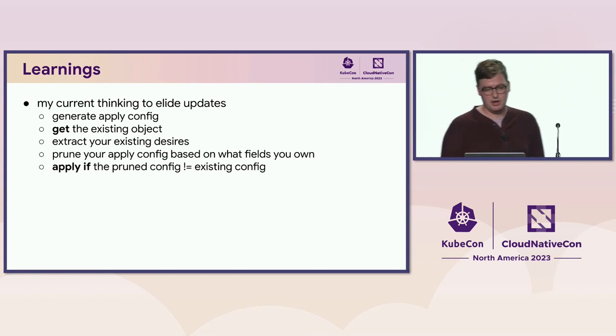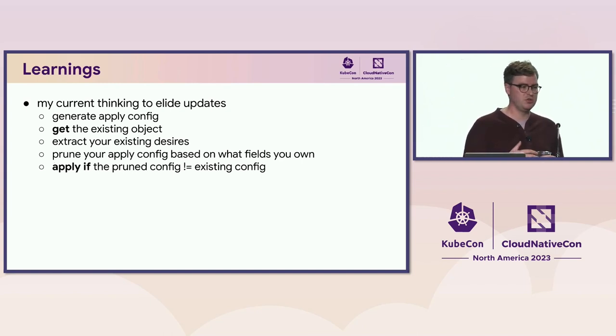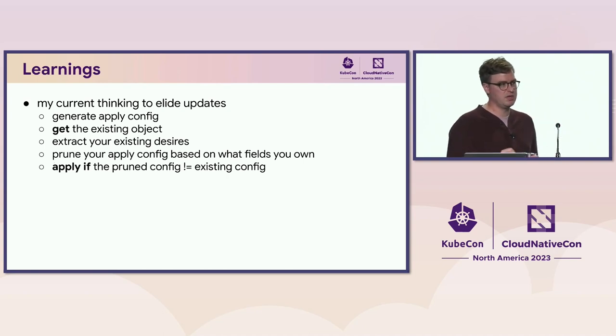And I think what we need to do is generate this apply configuration, get the existing resource, extract what we want from it. But we also want to prune our apply config. So as an example, we've had in the Knative serving Slack channel someone saying, hey, I want to pause the autoscaler for a little bit. I want to set the replicas to one, just temporarily.